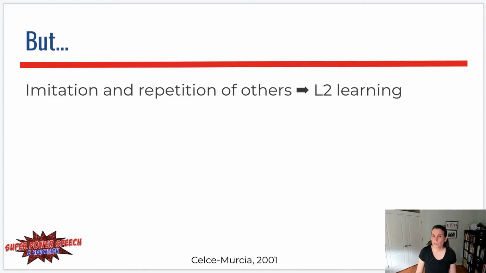What are some things that we know about learning language? Well, there's quite a bit of research out there that talks about learning a second language. And what the research has found is that in order to learn a second language, it is critical that we practice imitating and repeating others, right?